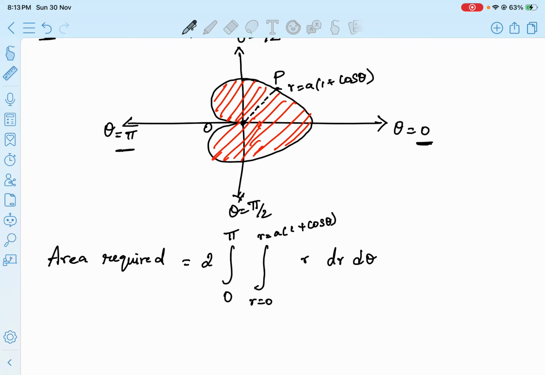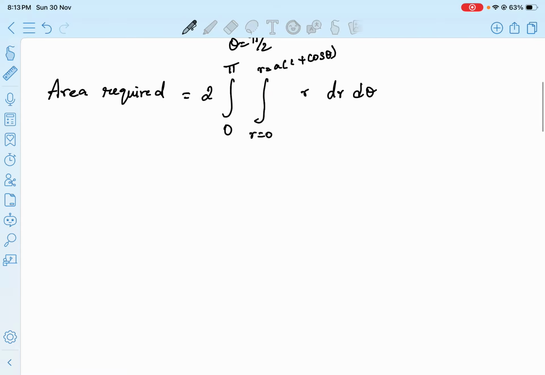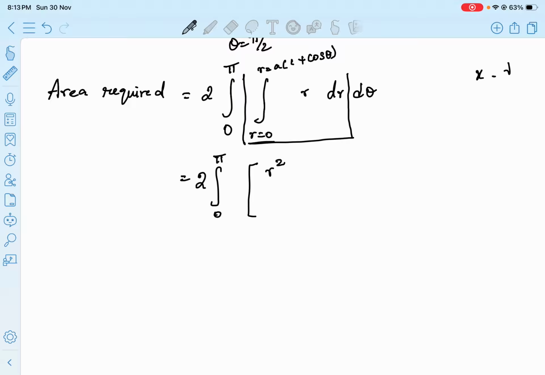Now we can directly do the integration. We got the integrals and intervals, so we can do the integral. Equal to 2 times integral of 0 to pi. This one is r square. Why is it r square? I am going to integrate this r with respect to dr. Usually we have x. If we integrate with respect to dx, what will happen? It will become x square by 2, right? Similarly, for r, we are going to integrate with respect to r. So it will become r square by 2.